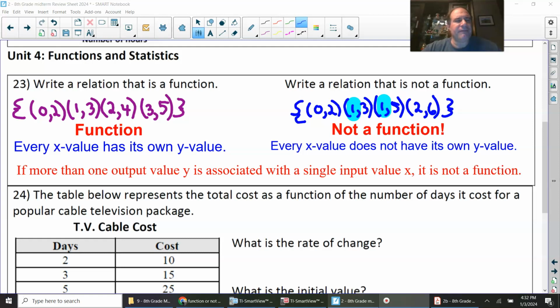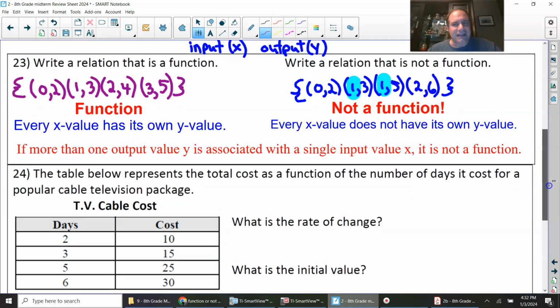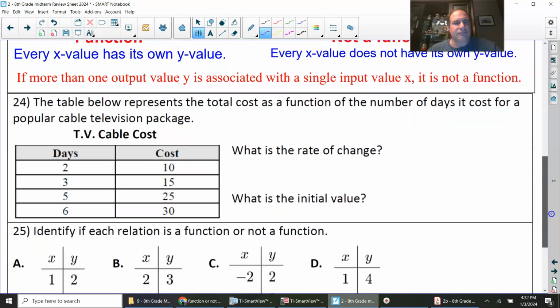So if more than one output value, which is the y, is associated with a single input value, which is the x, it is not a function. So just remember, if they say input, that's your x. Output is the y. Each input has to have its own output, right? They could have the same output, but the one input can't have two different outputs. All right, so that's the whole thing.